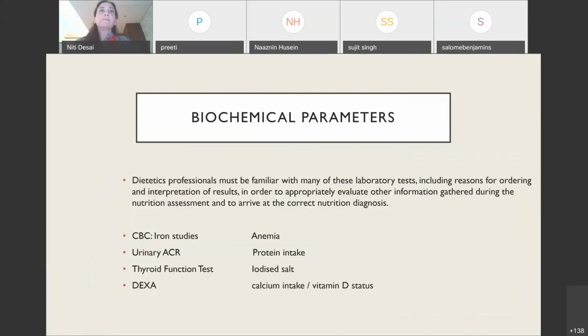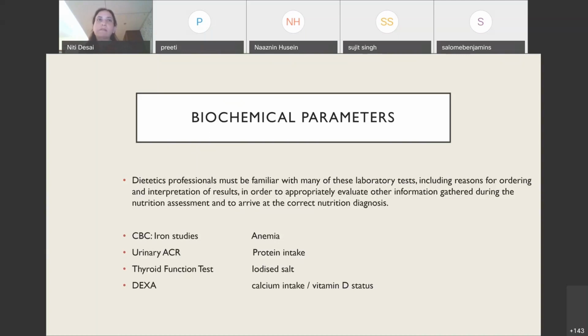Secondly, biochemical parameters. So we as dietitians must be familiar with many of the laboratory tests, including the reasons for ordering, why the doctors have ordered that test, and we should be able to also interpret the results. Because very often patients come to us even after the blood test, even before they've met the doctors, and they are just wanting to know. I mean, there's a lot of anxiety there. They want to know what the numbers mean. We may not want to interpret all of them, but tests which are related to nutrition.